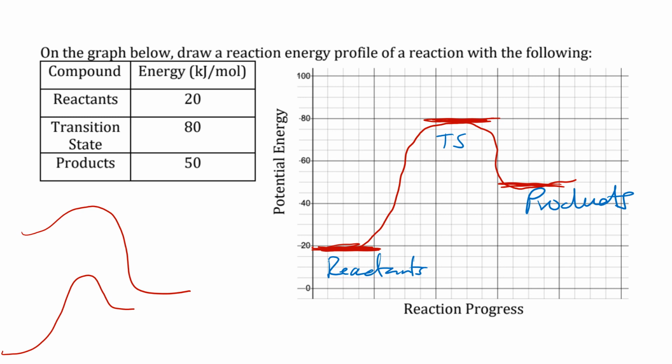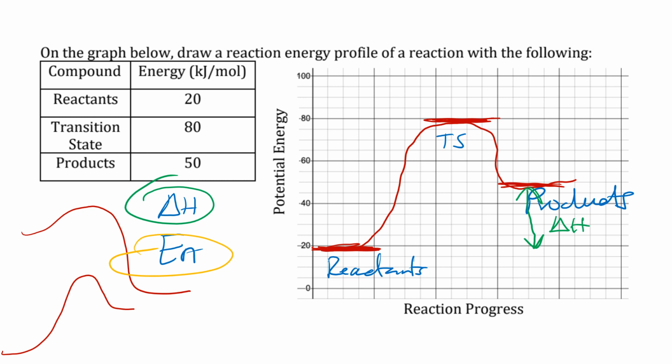They can potentially ask you questions like, what is the delta H? What is my activation energy? If I were going to do that, I'm going to make this in green. My delta H is the difference between my products and reactants, so this is my delta H. My activation energy is the difference between the transition state and the reactants. And then from there you can actually do the math if you need to.